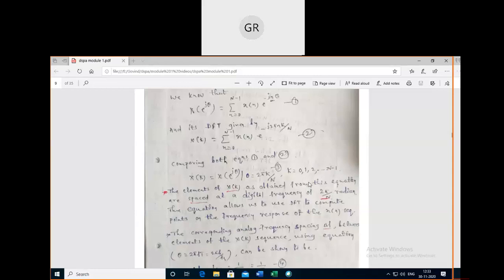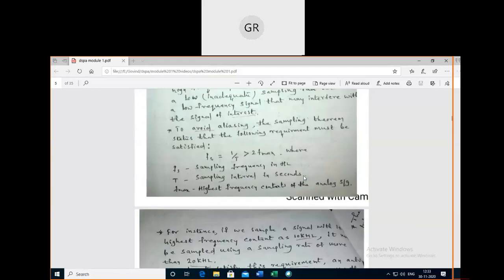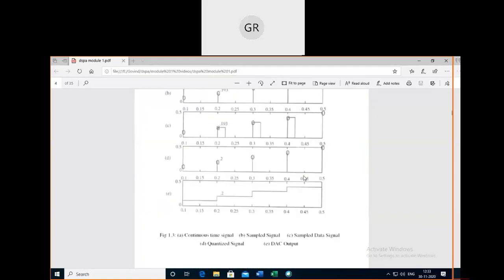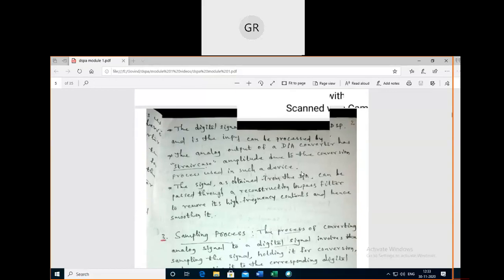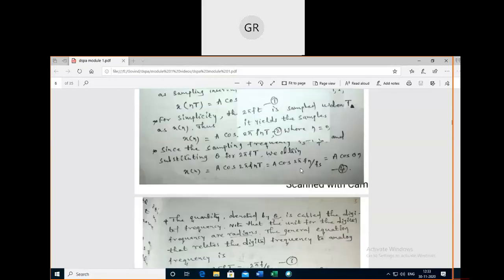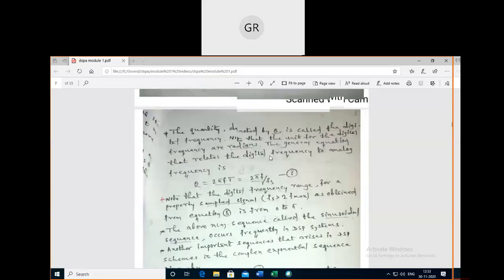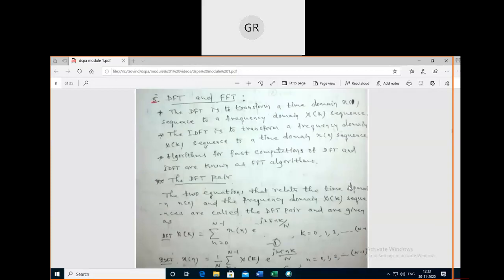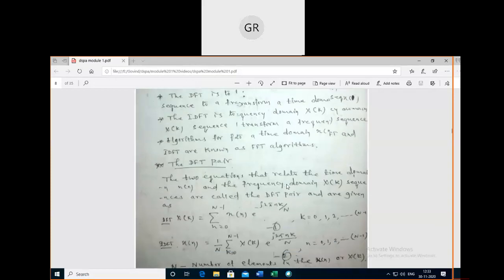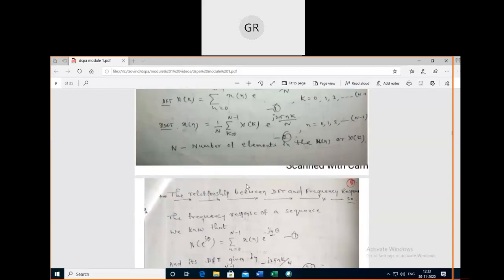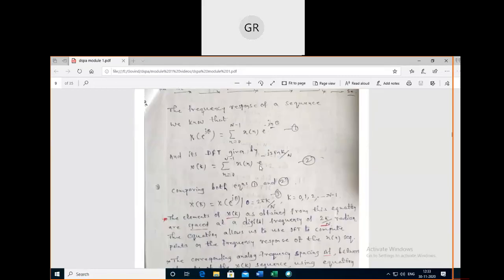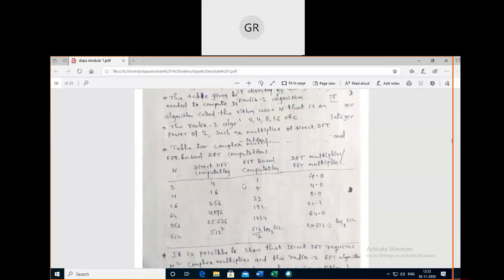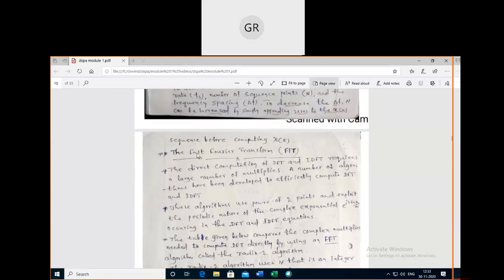In the previous class, we discussed the DSP system and sampling process, discrete time sequences, and also DFT and FFT and the relationship between DFT and frequency response. Okay, we already discussed this one also, and this one is very important.